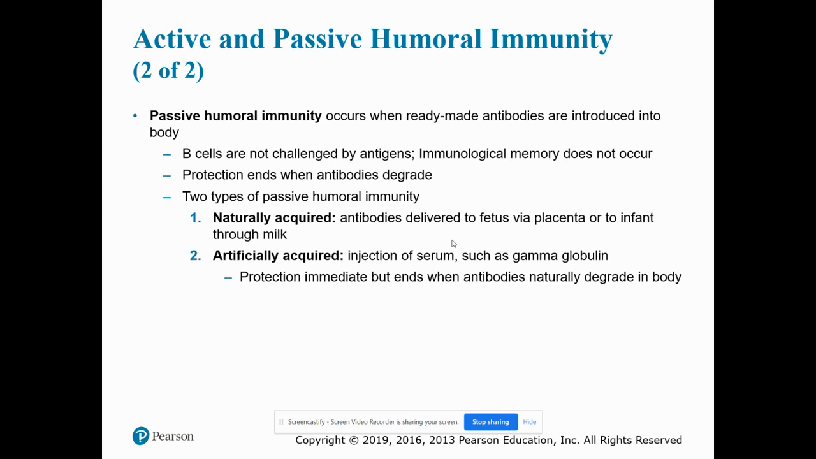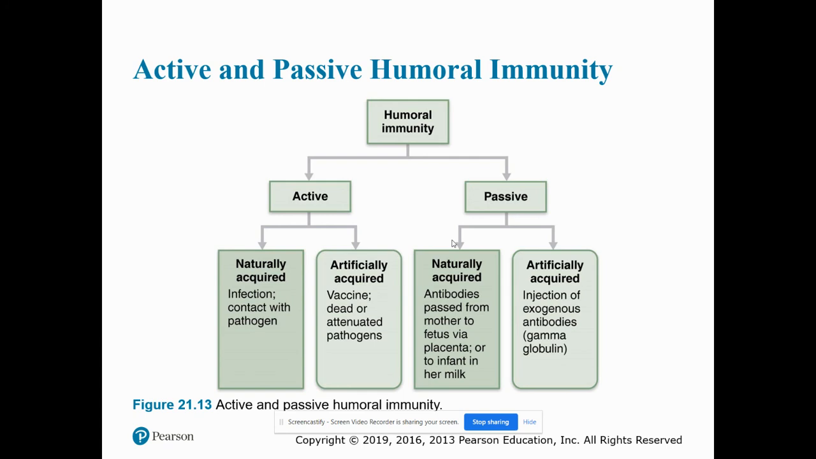There are two types of passive humoral immunity: naturally acquired and artificially acquired. Naturally acquired would be antibodies delivered to a fetus via placenta or to an infant through milk. And then artificially acquired would be injection of serum such as gamma globulin. So the protection is immediate, but it's going to end again whenever the antibodies naturally degrade in the body. And so this is just a nice little chart of the different types of humoral immunity.